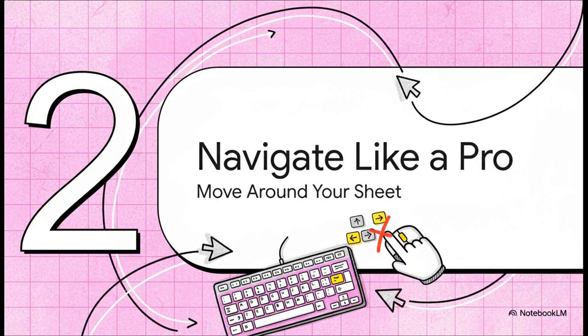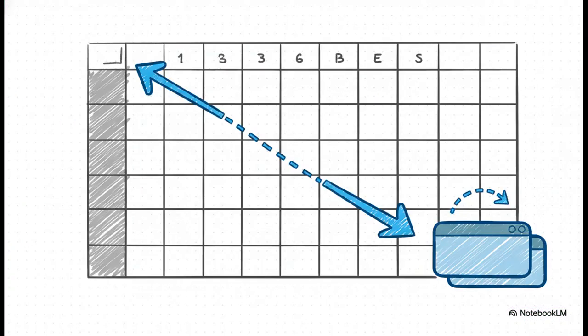Okay, so once you've got those lifesavers in your back pocket, the next big thing is just moving around. Efficient work needs efficient navigation, right? It's time to ditch the endless scrolling and start flying around your sheets like a pro. So instead of that slow scroll, you can literally leap across your data. Control+Home, bam, you're at the very top, cell A1.